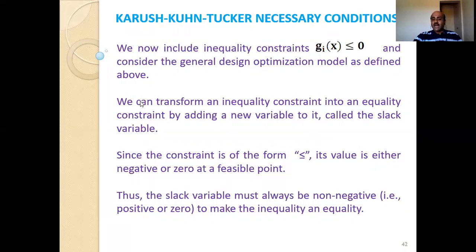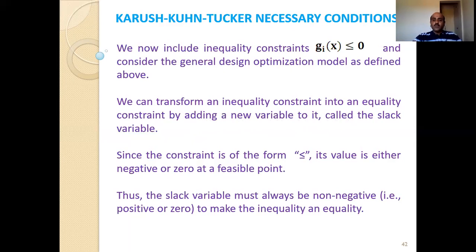Okay. We can transform an inequality constraint into an equality constraint by adding a new variable to it, which is called a slack variable. This is what we are going to discuss: the necessary condition, that is the Kuhn-Tucker condition, or KKT condition, as we call it.